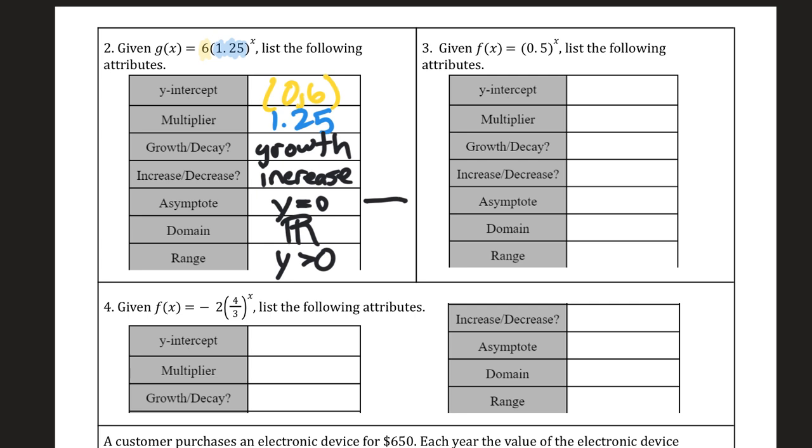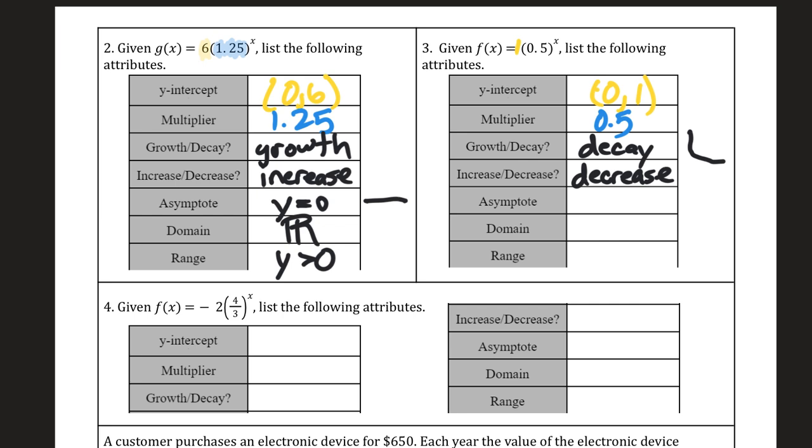All right, number 3, you'll notice that for our a, or our y-intercept, there's not a number in front of the parentheses. So remember, we put a 1 there. So our y-intercept is (0, 1). Our multiplier is 0.5 in this case. Since our multiplier is less than 1, 0.5 is less than 1, that will be a decay. Also, if you type it into Desmos, you'll notice your graph is going down like this, so I know it's decay. Since it's decay, that means it's decreasing.